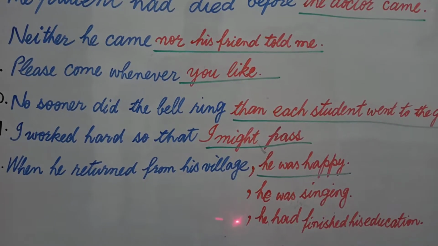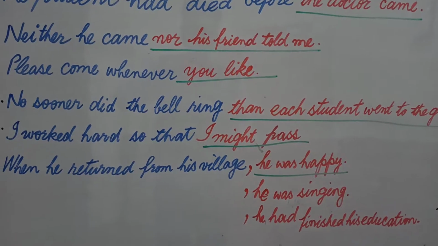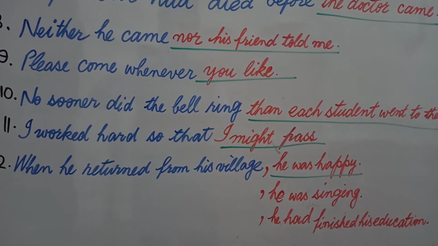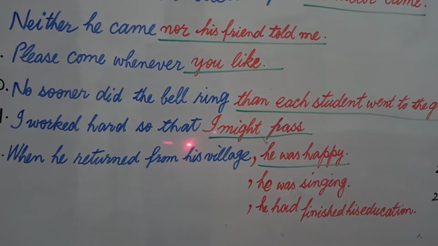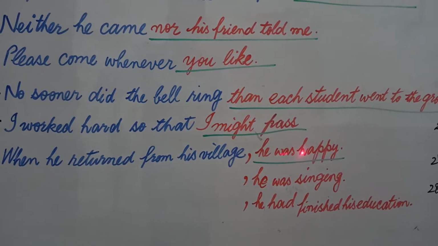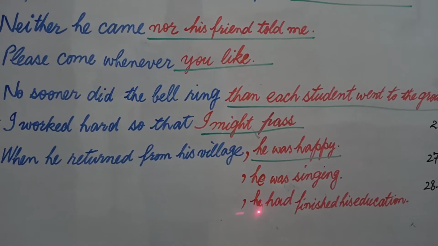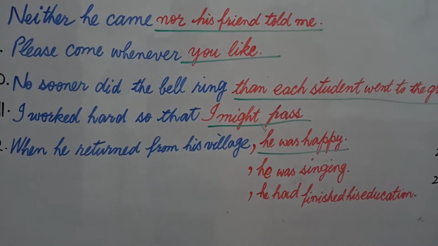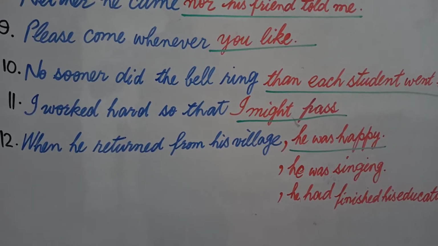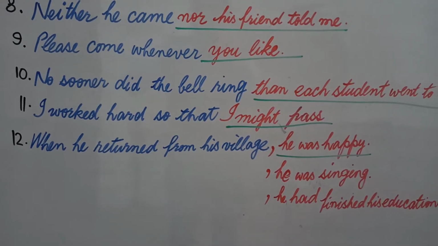He was happy. You can use past continuous. He was singing. You can use past perfect. So finally the solution in short is when plus past indefinite comma was verb, past continuous or past perfect. Any one of these three you can choose to fill your blank to complete the sentence. Okay, I hope you have got it.